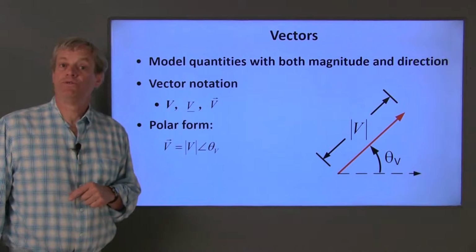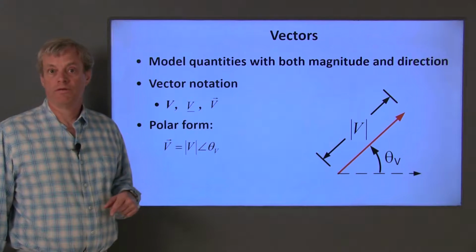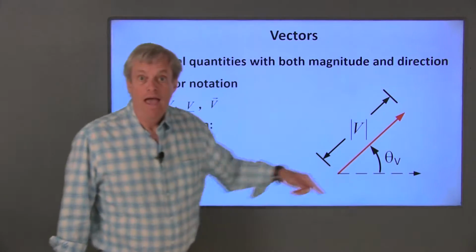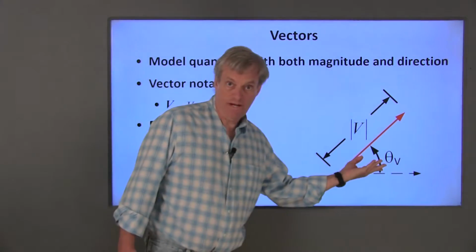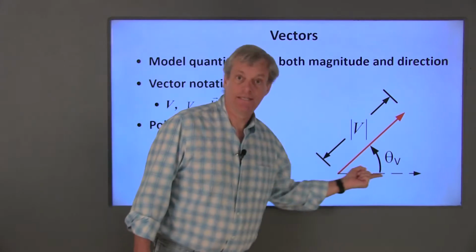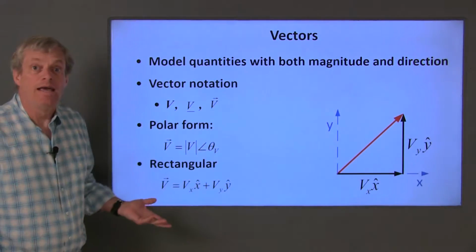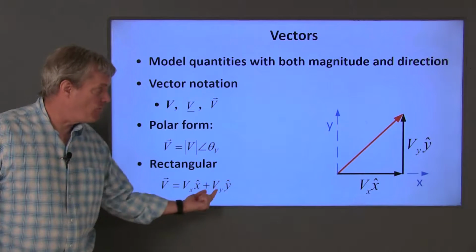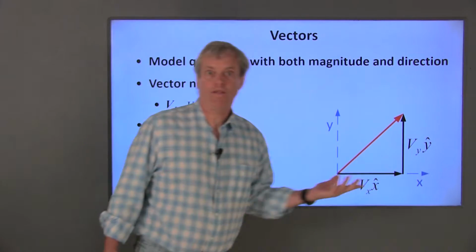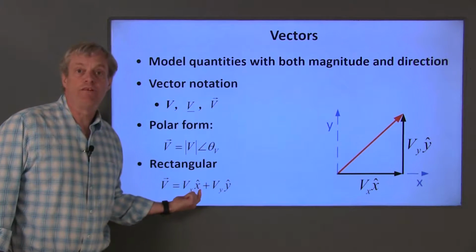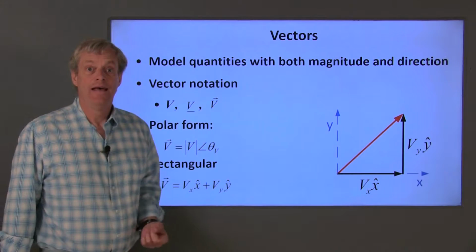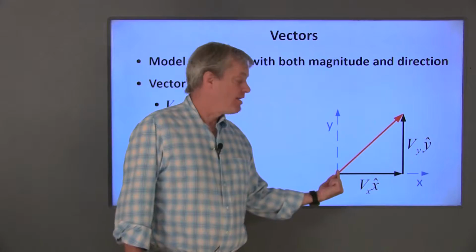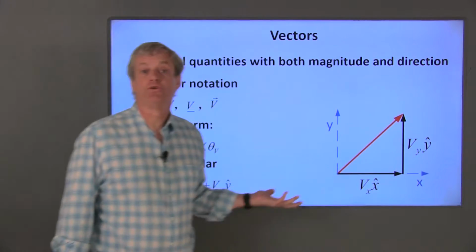In this course, we'll use either polar coordinates or rectangular coordinates. Polar coordinates provide a magnitude of the vector and an angle from some reference direction. The positive x-axis is a common reference direction. In rectangular form, the vector is represented as components in the x and y directions. The two directions are indicated with unit vectors x hat and y hat. x hat is a vector with length of 1 in the purely x direction, and y hat has a length of 1 in a purely y direction.